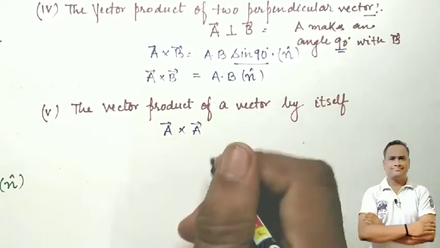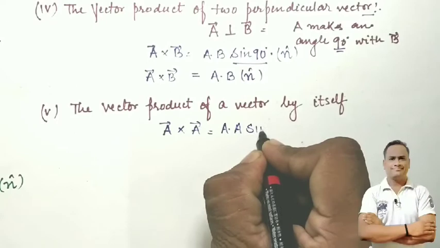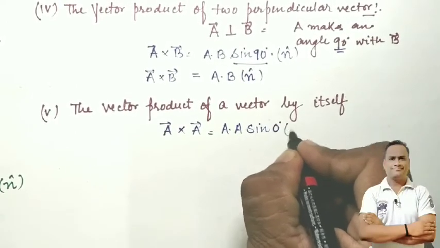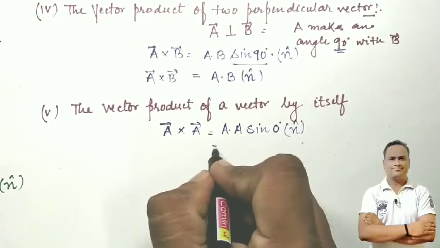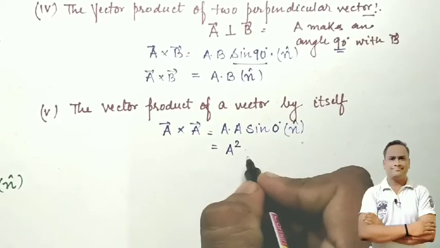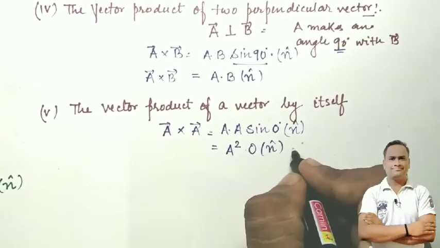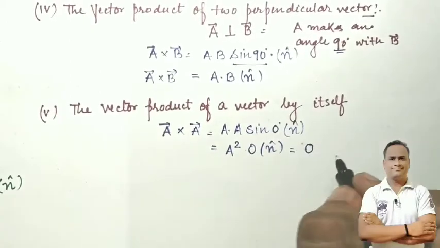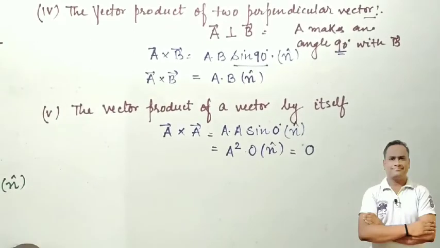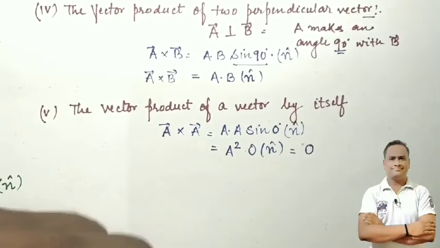In this condition, we will write that A dot A, and if the directions are the same, then the angle will be sine 0 into unit vector, that is cap n. So A dot A will remain unchanged, that is A square, and sine 0 is equal to 0 into cap n, and anything which is multiplied by 0 will be a null vector. So it means that if a vector is multiplied by itself it will give a zero vector.